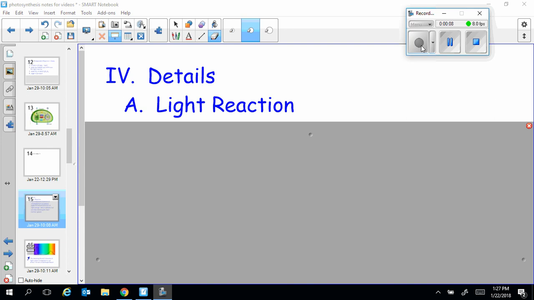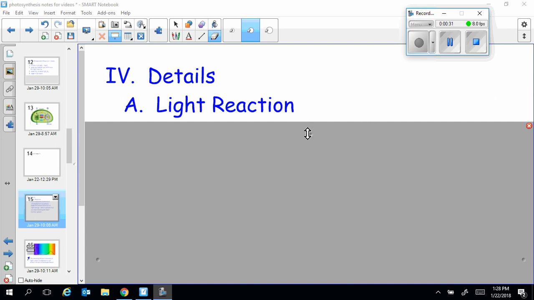Today's focus is going to be going through the light reaction. So the last video that I made was an overview of photosynthesis, and that taught you that there are two major reactions, the light dependent reactions and the light independent reactions. This one is going to be focused on the light dependent reaction. So we call this the light reaction.